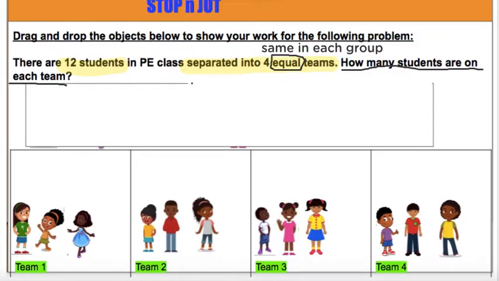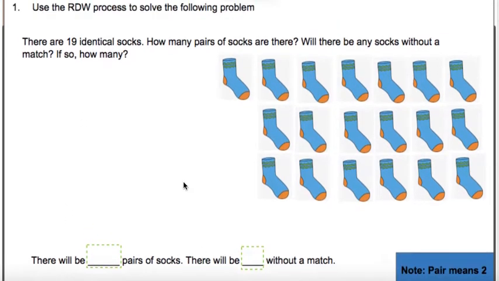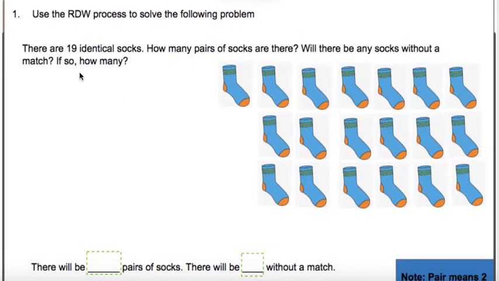All right, you guys, let's try another one. In this problem, it says we're still using the RDW process to solve the following problem. Remember, RDW stands for read the problem, draw a picture, and write your answer in a complete sentence. Let's go ahead and read this problem together.